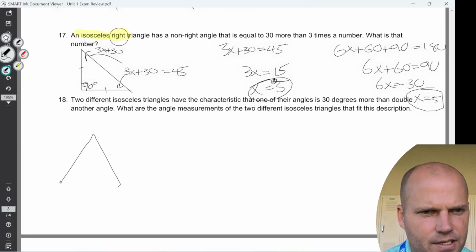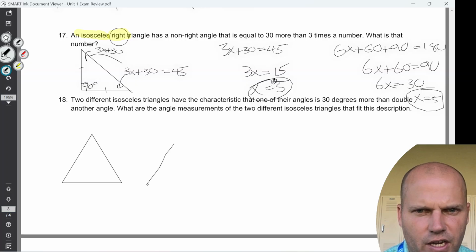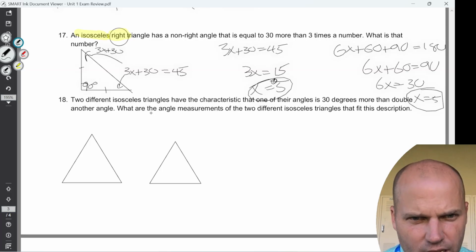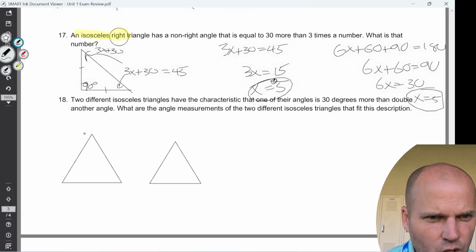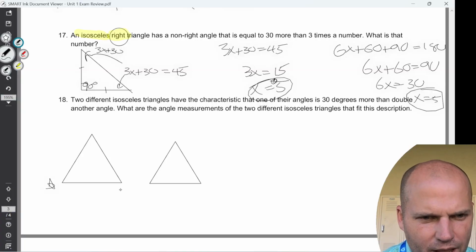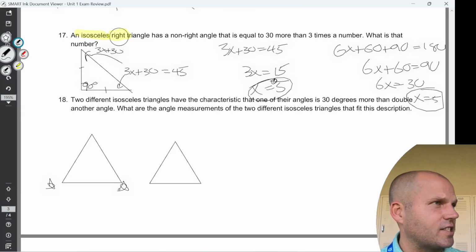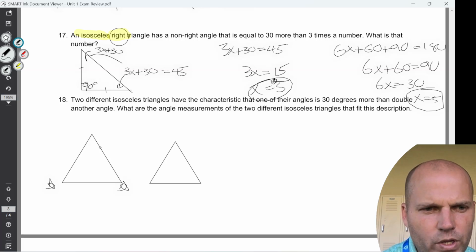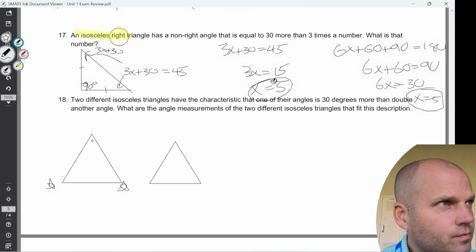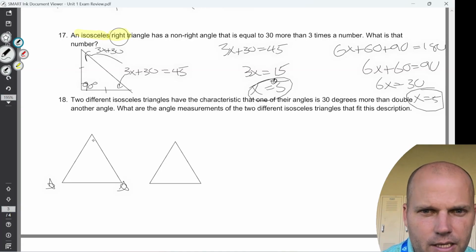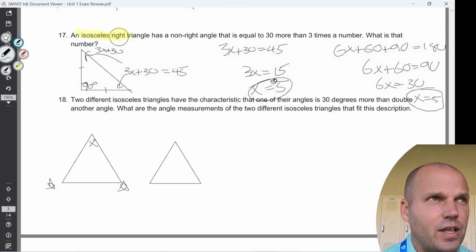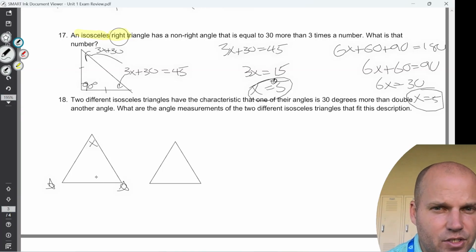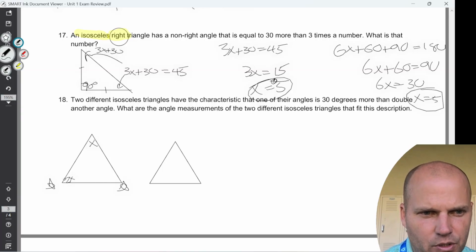This is question number 18. Two different isosceles triangles have the characteristic that one of their angles is 30 degrees more than double another angle. What are the angle measurements of the two different triangles? Well, we have the situation with the isosceles triangles that you know two of the angles have to be the same. Well, we could say that the different angle could be x, like the angle that we start with, which means the other two angles which have to be the same would be 2x plus 30.